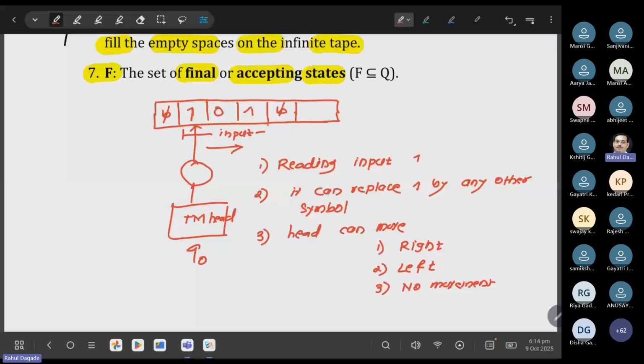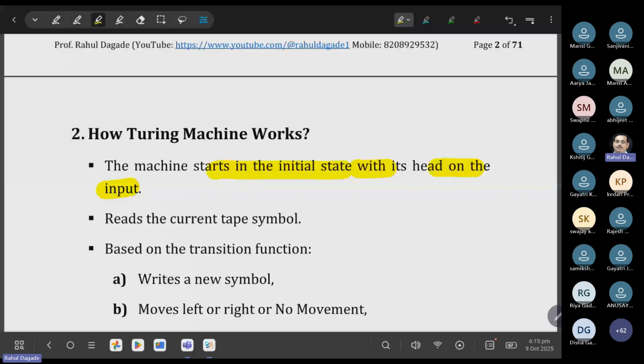Now, with its head on the input, it reads the current tape symbol, as I told, and based on the transition function, based on the logic, it writes a new symbol, moves left or right or makes no movement, and switches to a new state or remains in the current state. And the process continues until it reaches a halting state, that is either an accept state or a reject state.